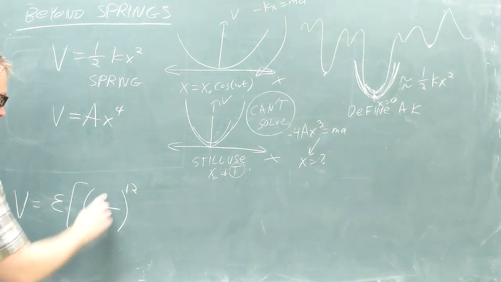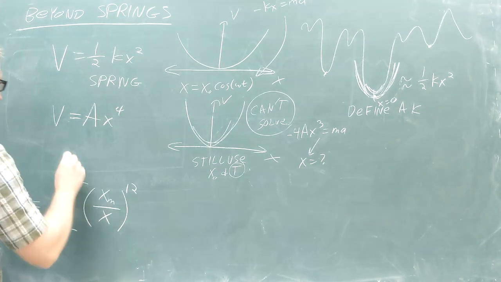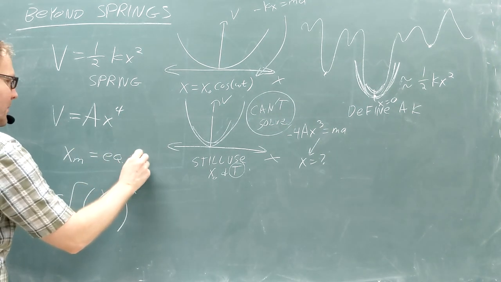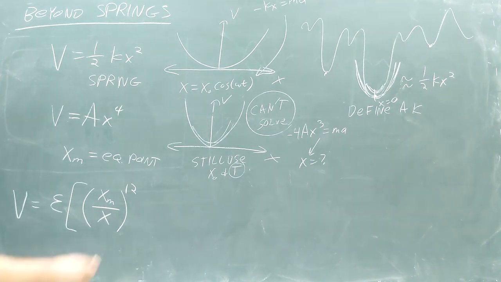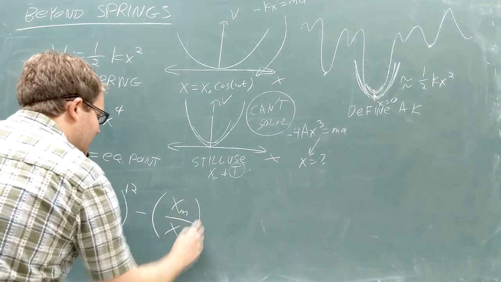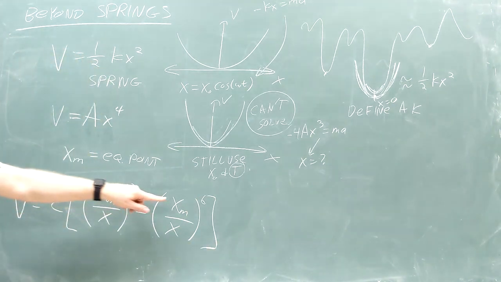And because I want this to be a pure number, I need to put another distance up here. So xm, you're going to see in a second, is going to be the location of the equilibrium point. Okay. Then we'll subtract from that xm divided by x to the 6th. So remember, xm is a constant.